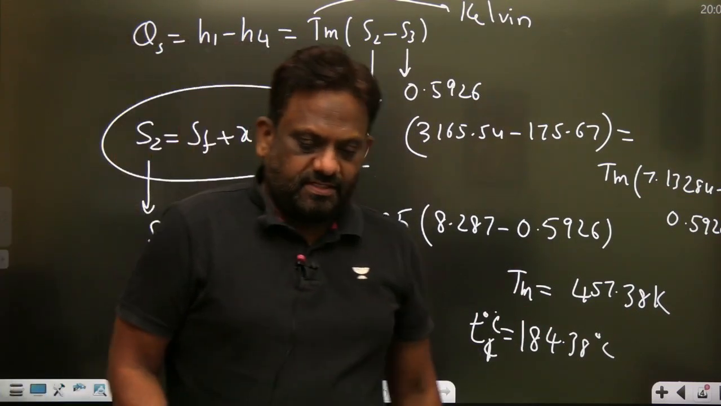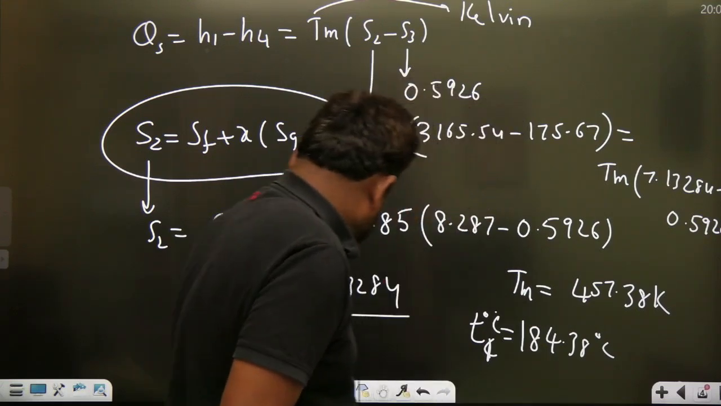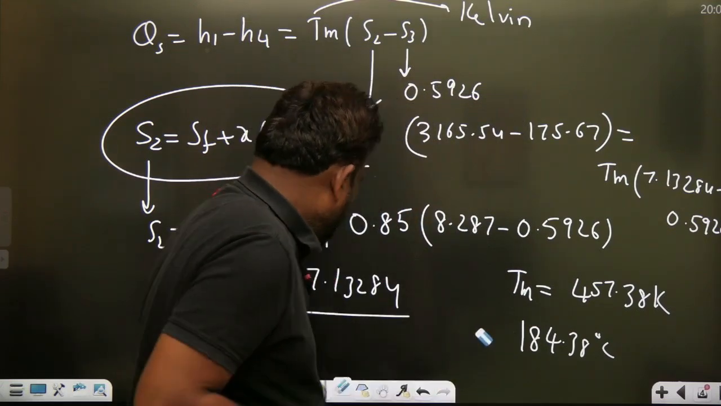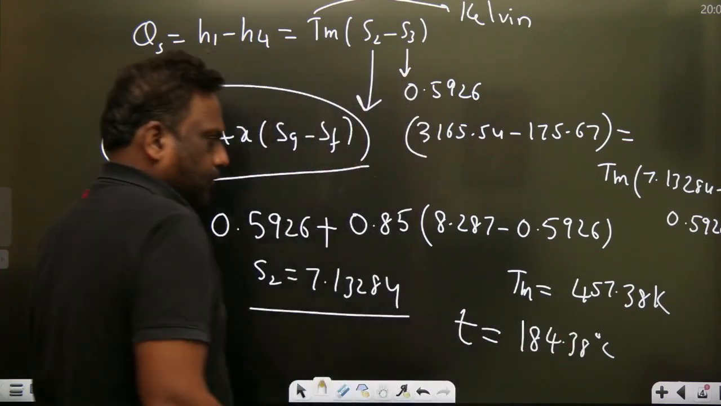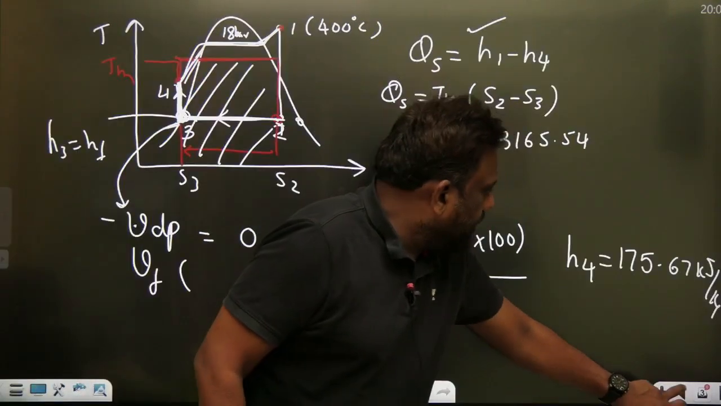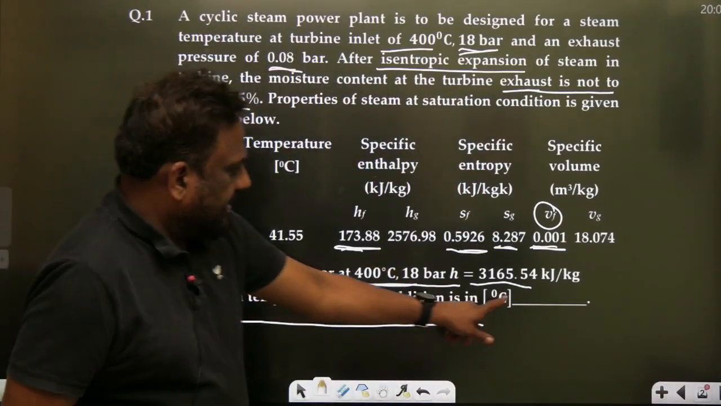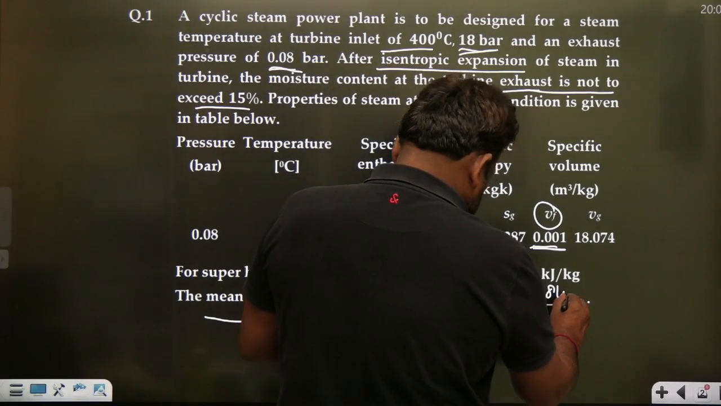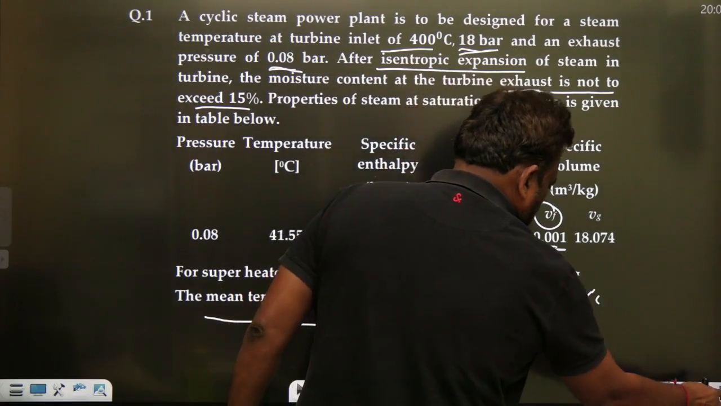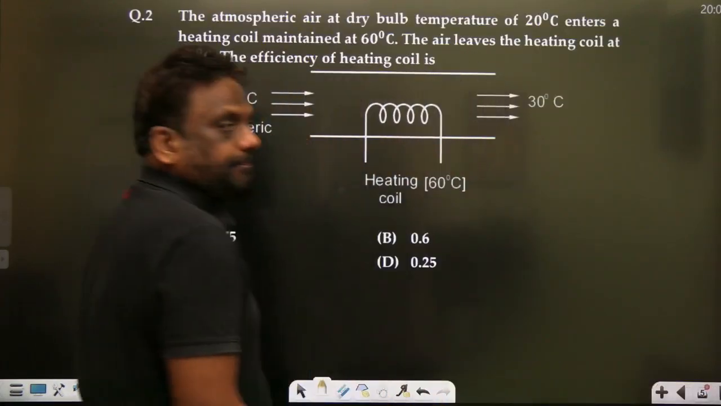So this is a good question, sirs. Let me write clearly. Temperature in degree centigrade is 184.38. The answer that you need to substitute here is 184.38 degree centigrade. Let's go to the next question.